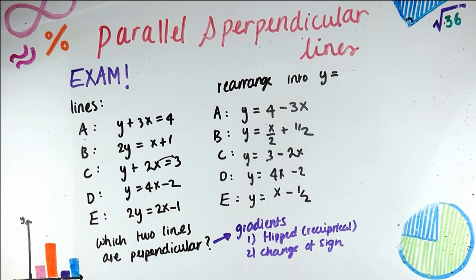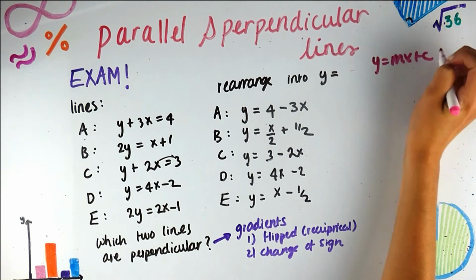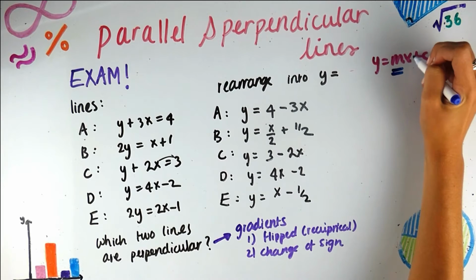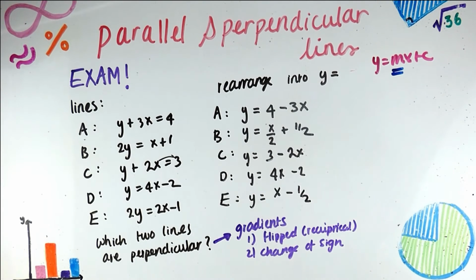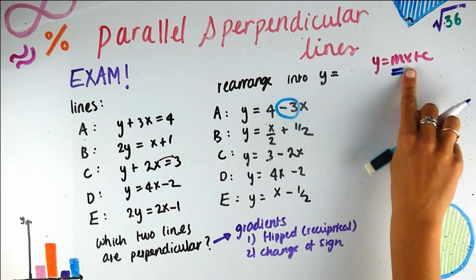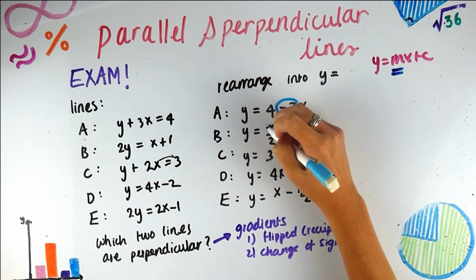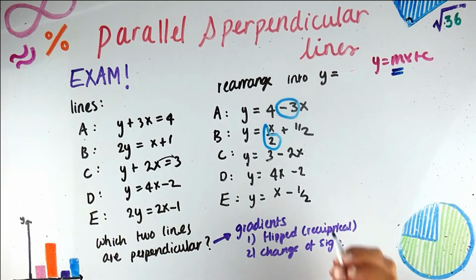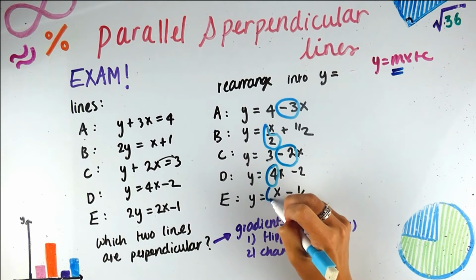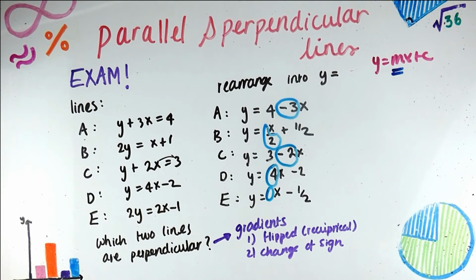So now, let's identify the gradients for each of them. In the equation of the line, the gradient is the m value, which is the number before the x, so the x coefficient. It's not just which one comes first, it's the number before the x. So if I circle those in all my equations, for line A, the number before the x is minus 3. If you said 4, that's wrong because it's not the coefficient of the x. For B, it's a half. For C, the number before the x is minus 2. For D, the number is 4. And here is an invisible 1, not 0.